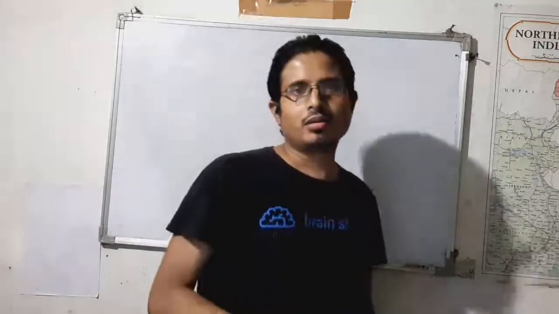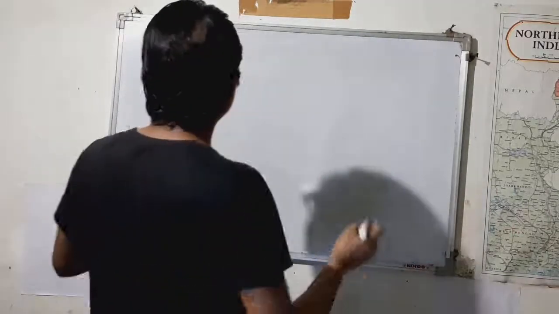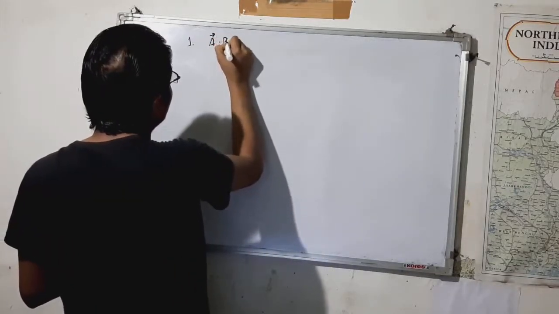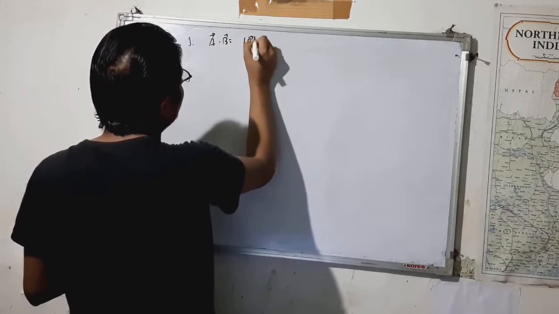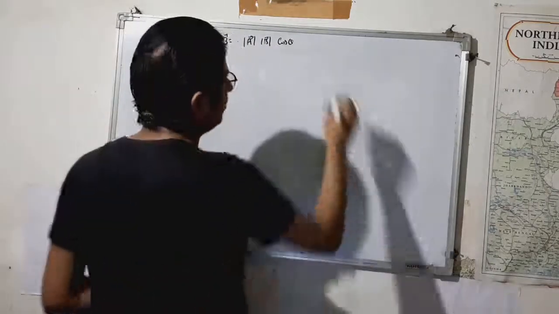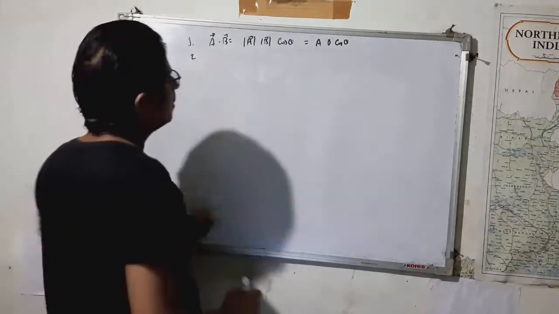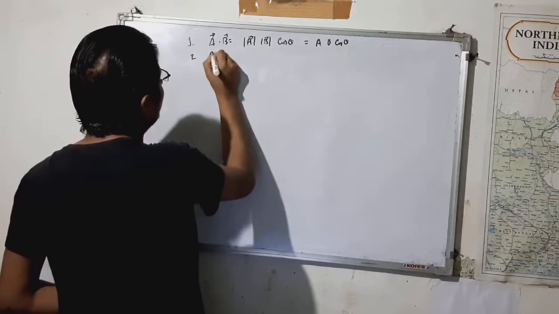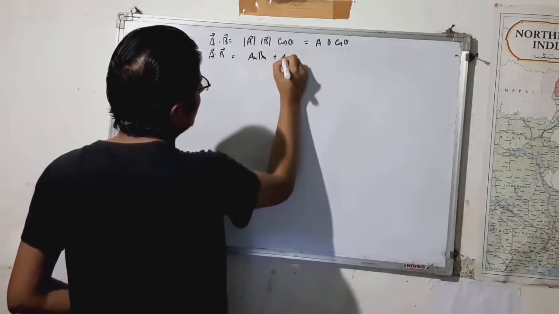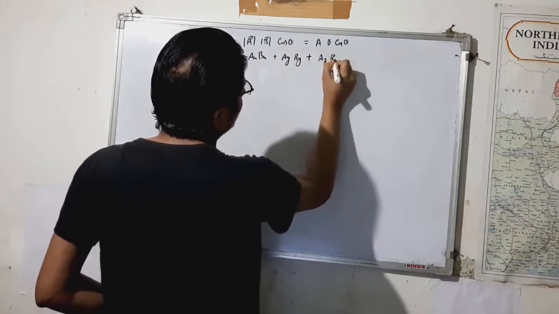Now we will recall some important formulas that we have learned so far. Any dot product of two vectors, A dot B, equal to magnitude of A, magnitude of B, cos theta, where theta is the angle between them, or AB cos theta. And in component form, A dot B can be written as AX BX plus AY BY plus AZ BZ.